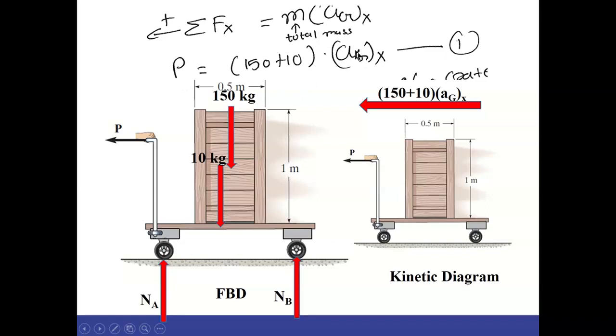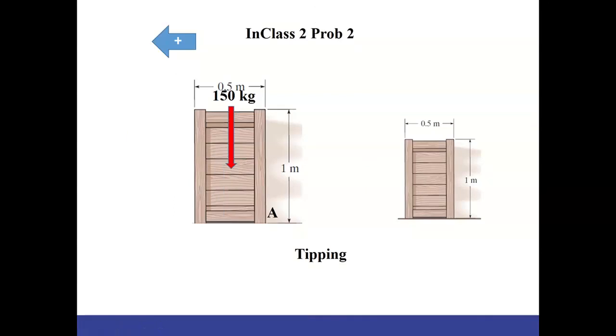The only thing is we don't know the acceleration, so we need to somehow calculate the acceleration, and we also need to look into that tipping condition. But that tipping occurs only for the crate and not for the cart. So what we do next is draw a free body diagram for the crate only. This is the free body diagram for the box only.